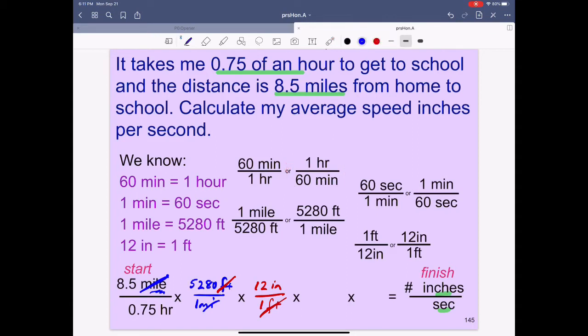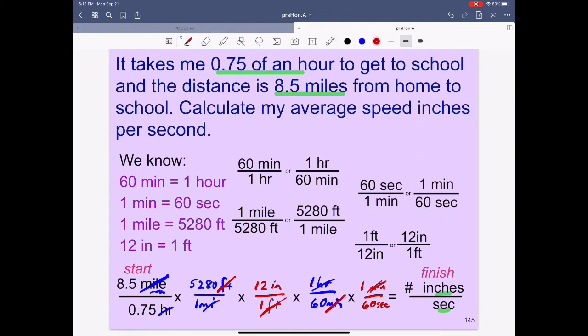So I'll go back to blue again and say there's 1 hour in 60 minutes, so that hours will cancel out. And if we were to stop right now, that would give us inches per minute. We're close, but of course we need the conversion to finish and know that 1 minute contains 60 seconds. And so now minutes will cancel out.